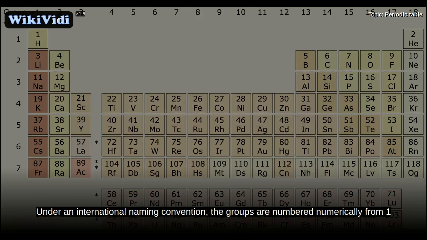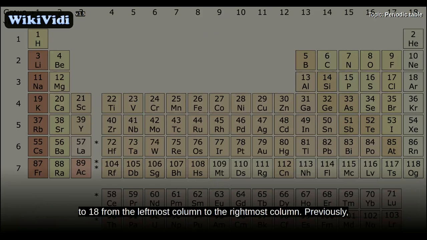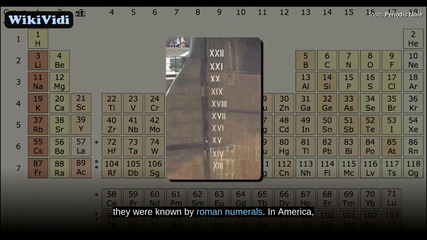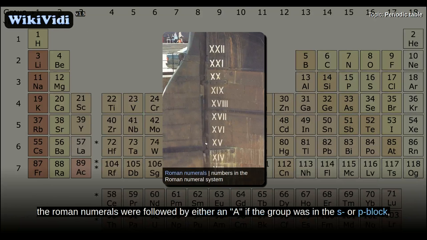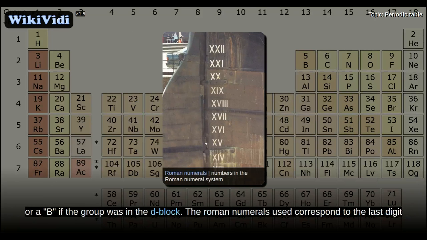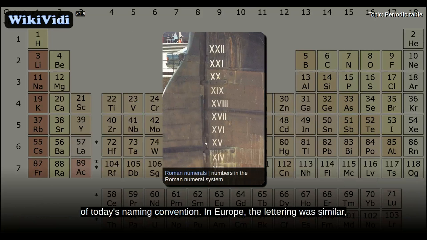Under an international naming convention, the groups are numbered numerically from 1 to 18 from the leftmost column to the rightmost column. Previously, they were known by Roman numerals. In America, the Roman numerals were followed by either an A if the group was in the S or P block, or a B if the group was in the D block. The Roman numerals used correspond to the last digit of today's naming convention.